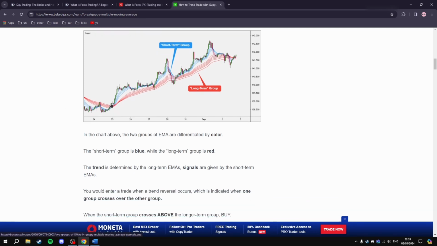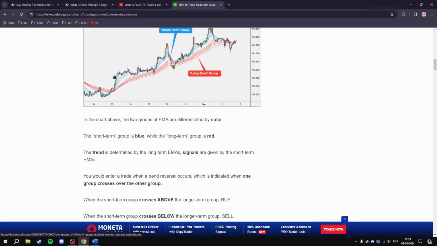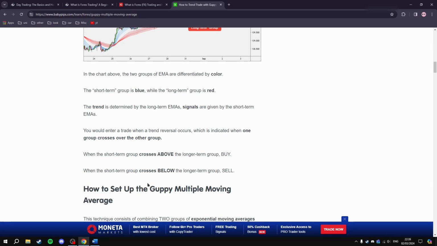There's a crossover here, so I'm assuming that's when you start trading. And then there's these spikes of the short term. Okay. In the chart above, the two groups of exponential moving averages are differentiated by color. Short-term group is blue, whilst the long-term group is red. The trend is determined by the long-term exponential moving averages. Signals are given by the short-term exponential moving averages.